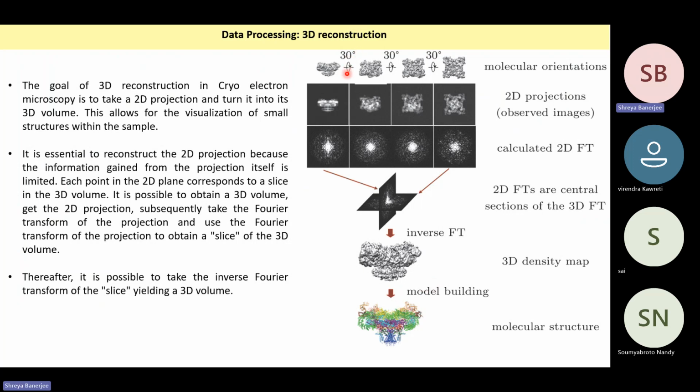So a molecule can have many different orientations. For different orientations, you can get different 2D projections. And from the 2D projections, you can have a 2D Fourier transform. These 2D Fourier transforms are put together and an inverse Fourier transform is done to get the reconstructed 3D structure. And from that, you can get the three-dimensional model. And you can refine the model further by taking more 2D projections to get a better resolution.